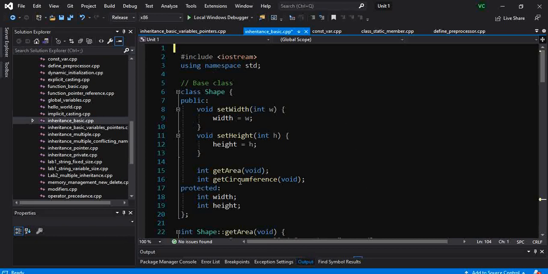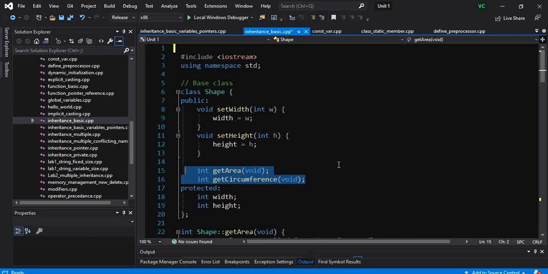So we have this base class called shape. It has two variables written here, width and height, and we have public functions declared here, get width and set height. Also, we have declared two important functions here, get area and get circumference. So these two functions describe something more about the entity. They describe what is the area of this shape and what is the circumference of this shape.